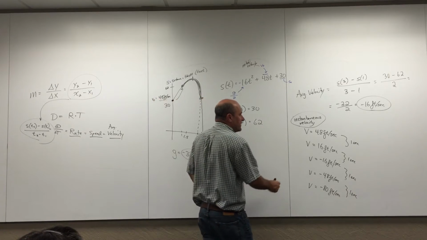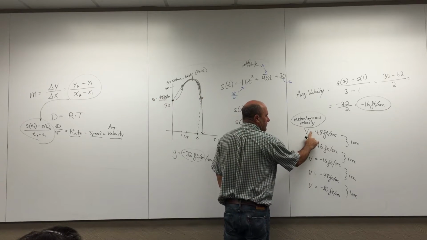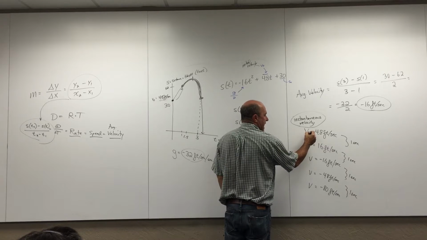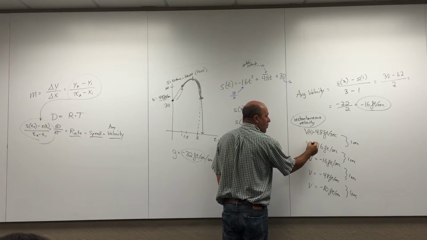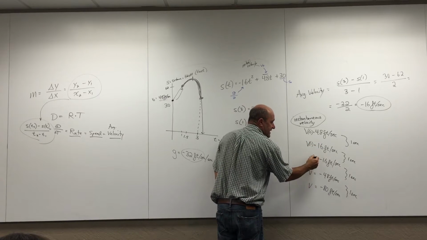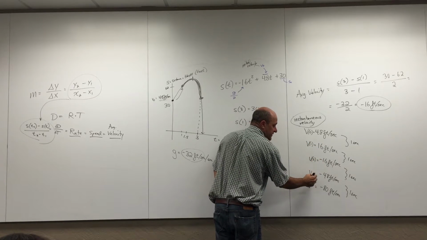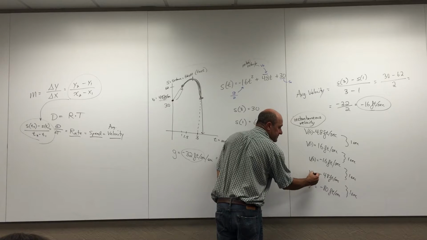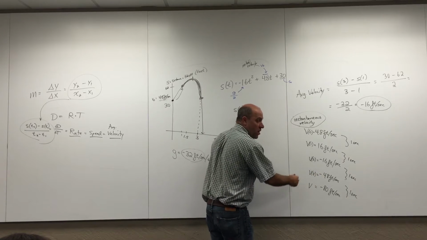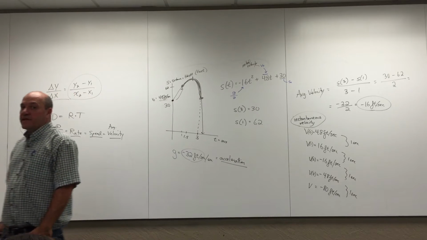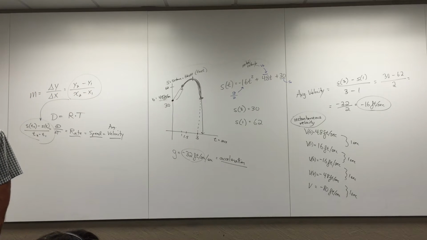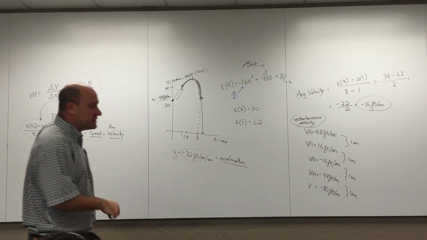Maybe I could have called this the velocity at 0 seconds. This is the velocity at 1 second. This is the velocity at 2 seconds. This is the velocity at 3 seconds, and so on. I could have notated it like that. They're not average velocities, they're instantaneous velocities at those moments.